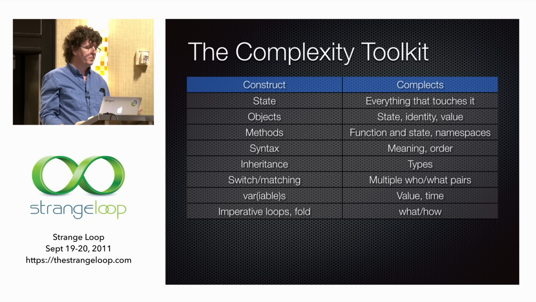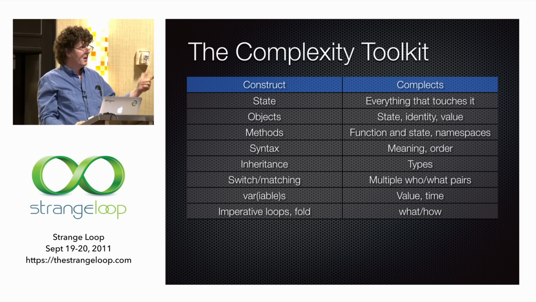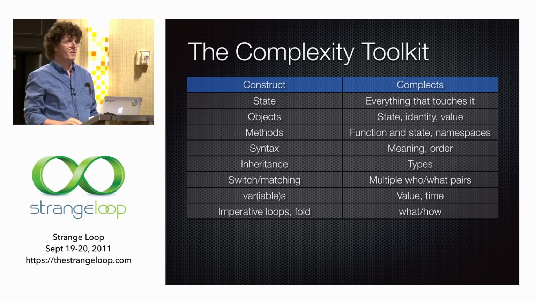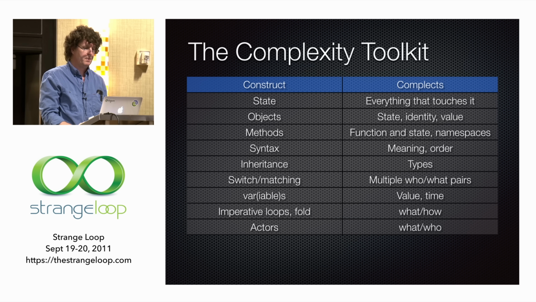Loops and fold. Loops are pretty obviously complecting what you're doing and how to do it. Fold is a little bit more subtle, right? Because it seems like this nice thing where somebody else is taking care of it. But it does have this implication about the order of things, this left to right bit. Actors complect what's going to be done and who's going to do it.